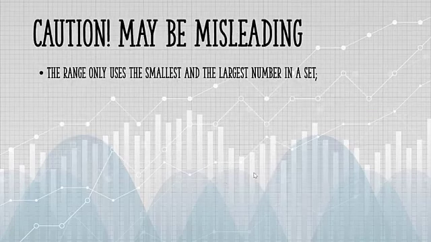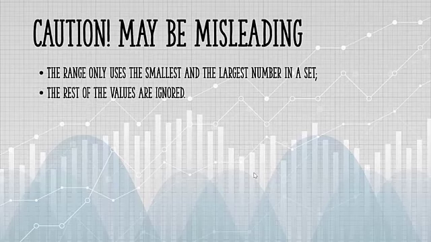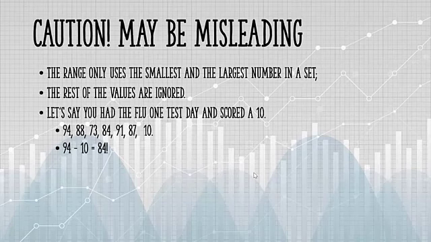The range tends to be a misleading statistic. It only uses the smallest and biggest numbers in a set. The rest of the values are ignored. Take your test scores for an example. Let's say you had the flu one day and scored a 10 on the test. Assuming your high score in another test was 94, your range is 94 minus 10. That equals 84. That is not a good reflection of your overall test performance at all.